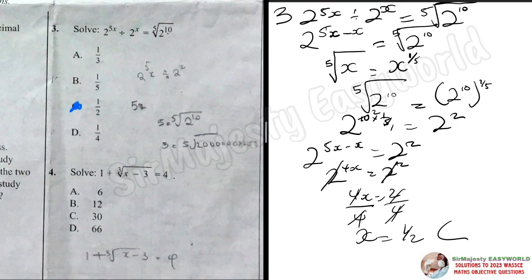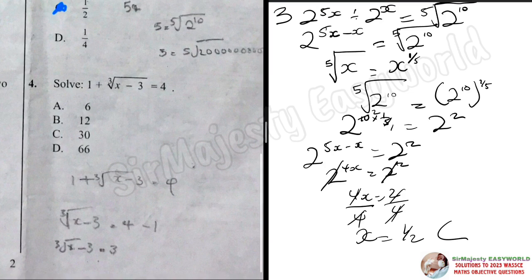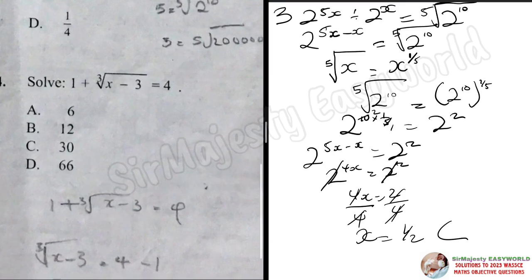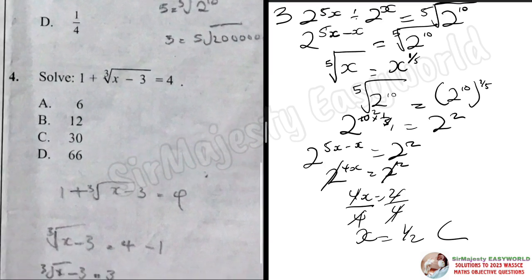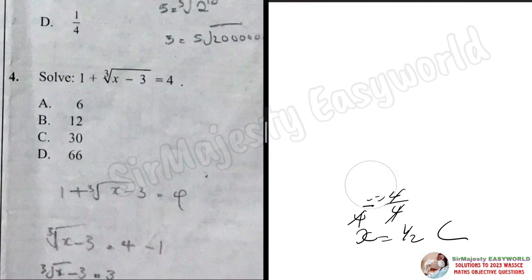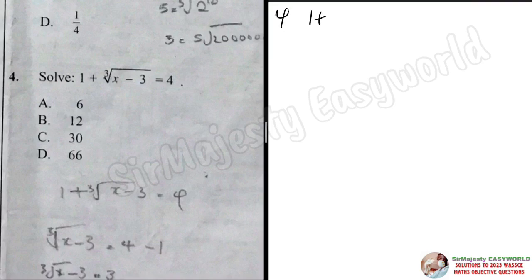So the next question is: 1 plus 3 times the cube root of x minus 3 is equal to 4. So let's write down that question.